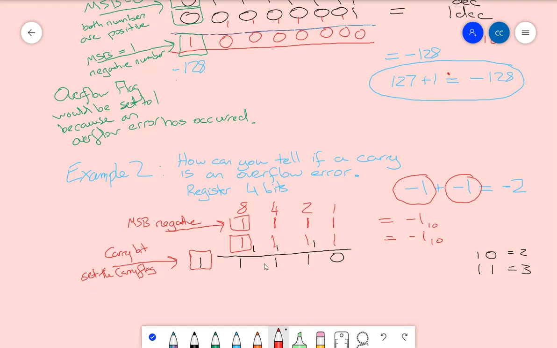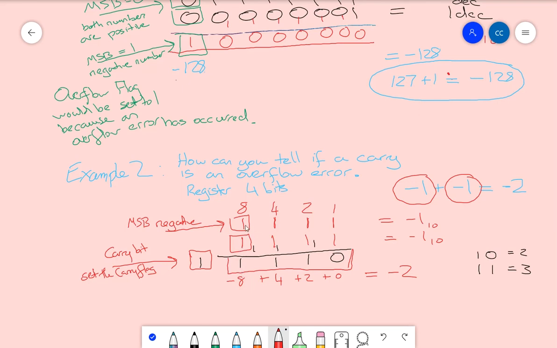Now, what does this number actually mean? In our world, this is 2's complement, remember. So in the actual register, what is this number that's in here? It's -8 plus 4 plus 2 plus 0, and what does that equal? Well, that equals -2. So this answer is actually correct. So even although there is a carry bit, overflow has not occurred because the rule has not been broken.